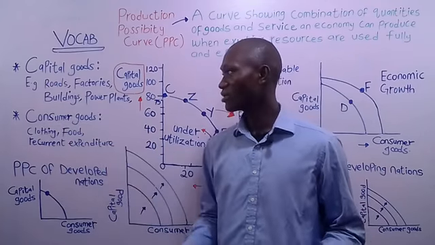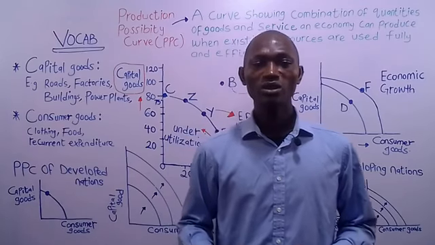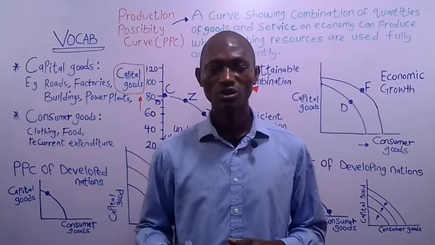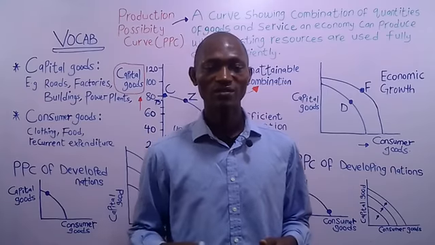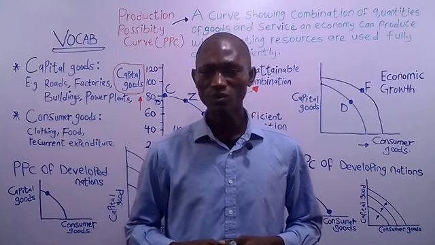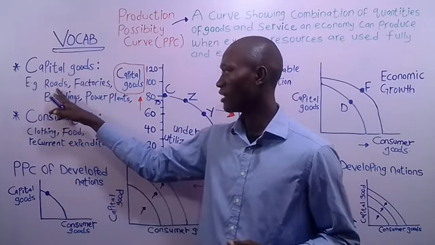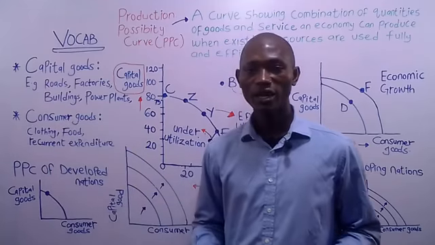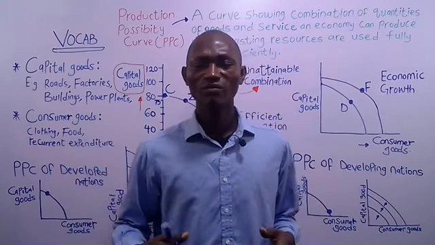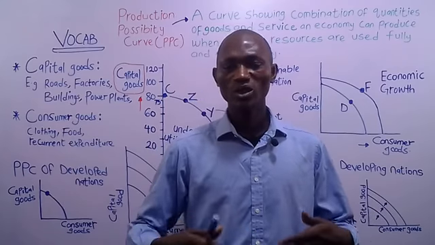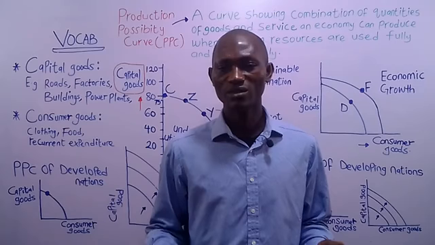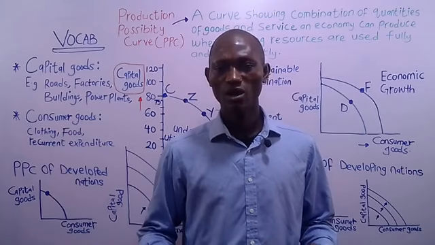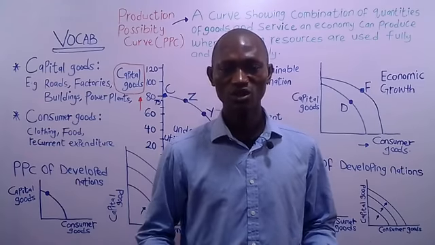So I have capital goods. Capital goods are already produced goods that are used to produce other valuable goods and services over time. Examples of capital goods are roads, factories, buildings, power plants. The production of capital goods tends to expand the productive capacity of an economy, and expenditure on capital goods is called capital expenditure.